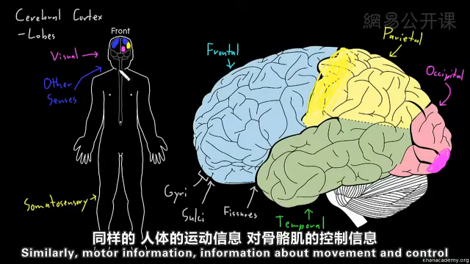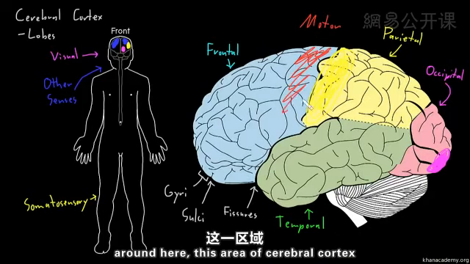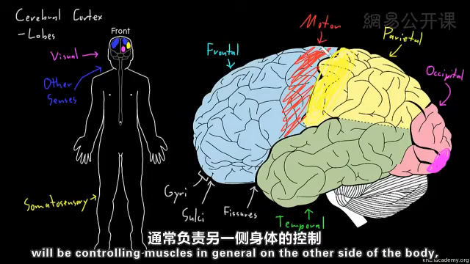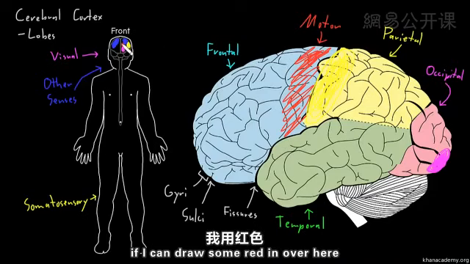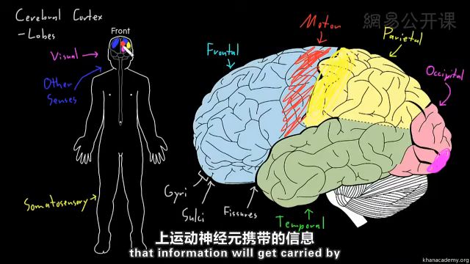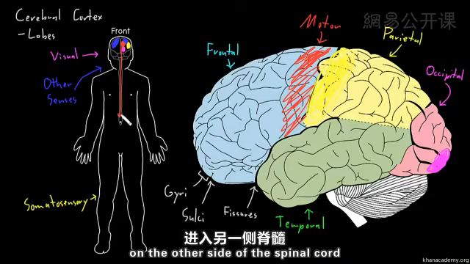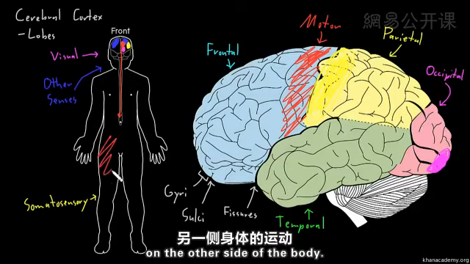of the brain. Similarly, motor information about movement and control of skeletal muscles, which involves areas of cerebral cortex around here, this area of cerebral cortex will be controlling muscles in general on the other side of the body. So if I draw some red in over here on the left side of this person's cerebrum, that information will get carried by upper motor neurons down to lower motor neurons on the other side of the spinal cord, and that's going to affect movement of the other side of the body.